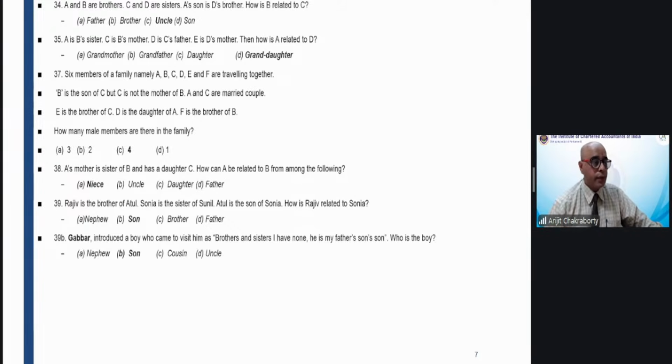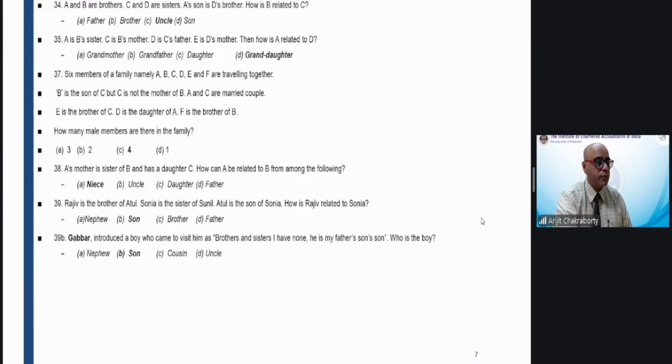So here we easily understand that Rajiv and Atul are brothers. Sonia is the mother of Atul, so Sonia is also the mother of Rajiv. Question is, Rajiv और Sonia का संबंध क्या? What blood relation do they have? Answer is pretty simple. Sonia is the mother of Rajiv. Conversely, Rajiv is the son of Sonia. 39th question, option B is the right answer.